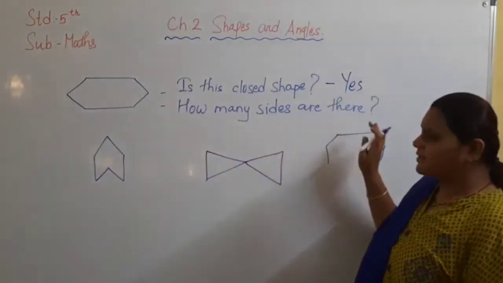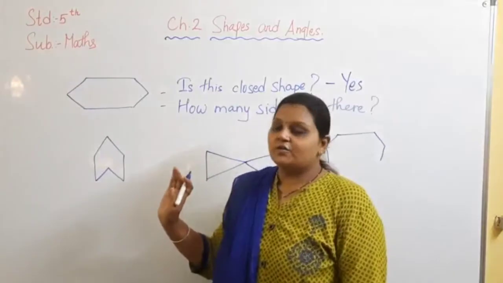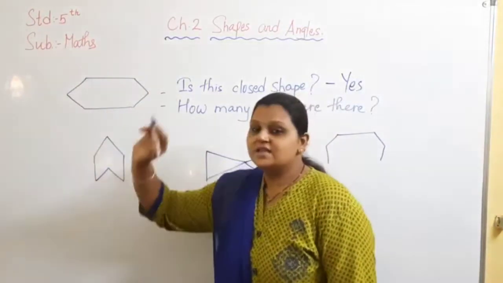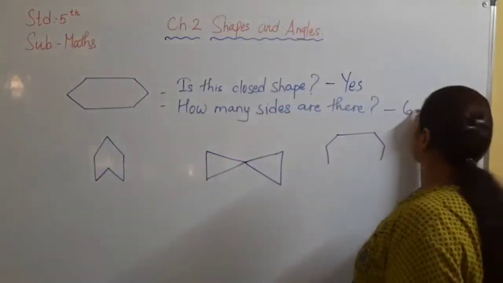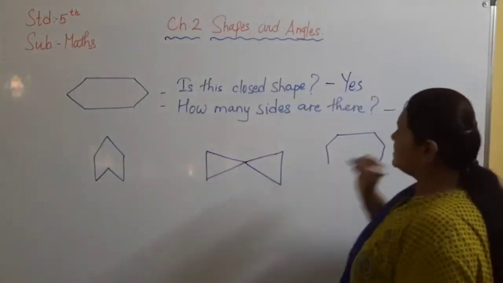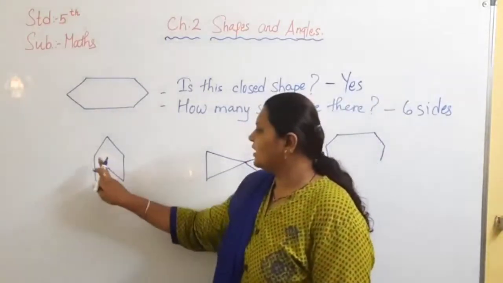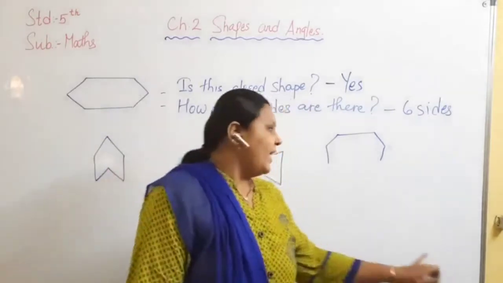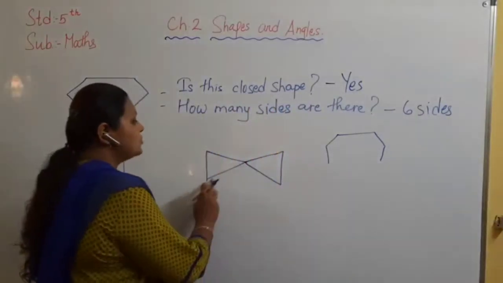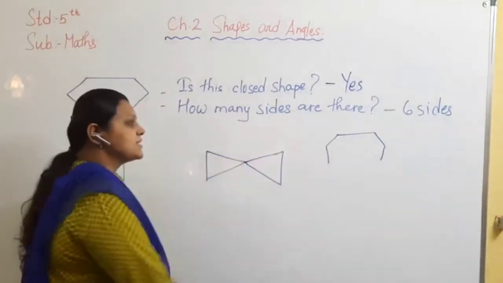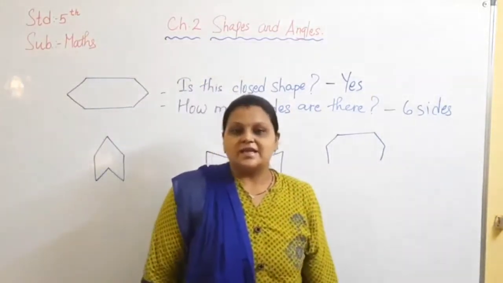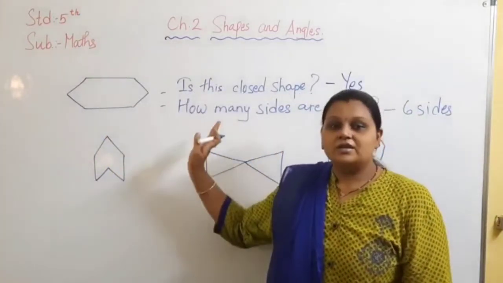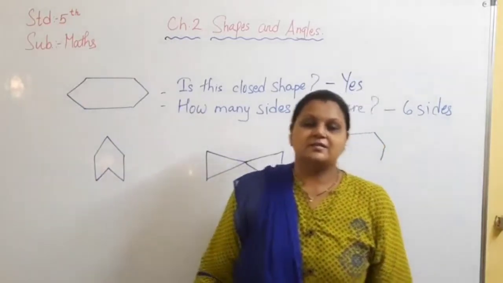How many sides are there? Now we have to count the sides of the shape. Here 1, 2, 3, 4, 5 and 6. So we can say 6 sides. Second one, 1, 2, 3, 4, 5 and 6. It is also having 6 sides. And this shape, 1, 2, 3, 4, 5, 6. It is also having 6 sides. So here all the shapes are closed and all the shapes are having 6 sides.